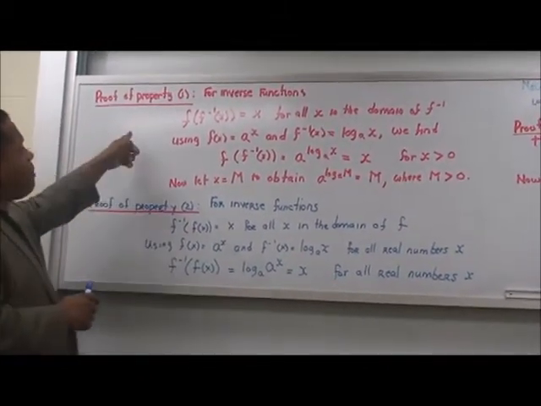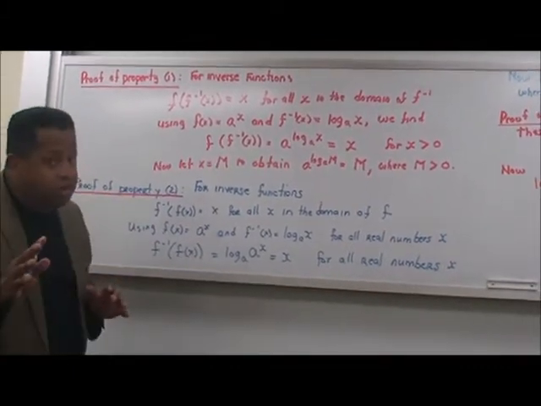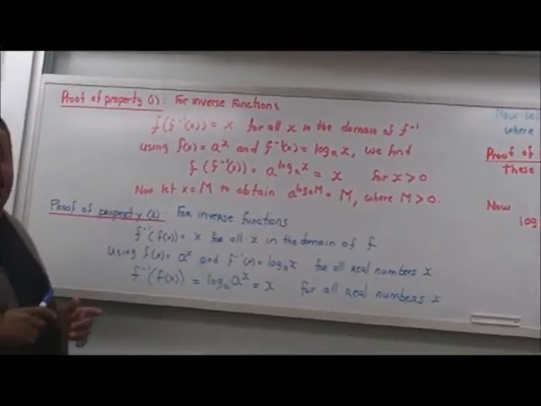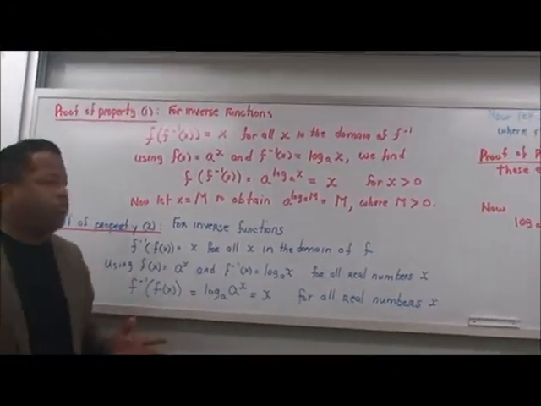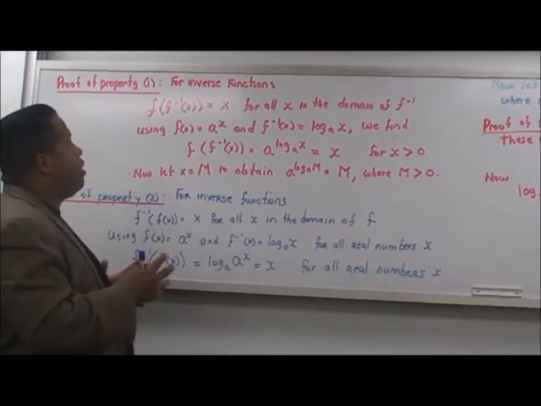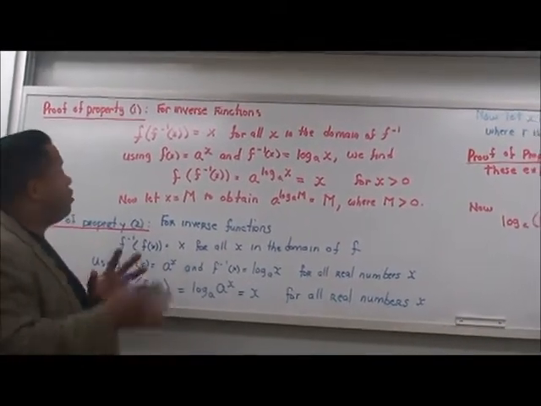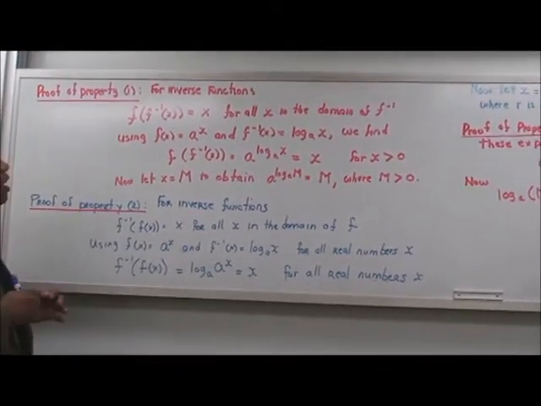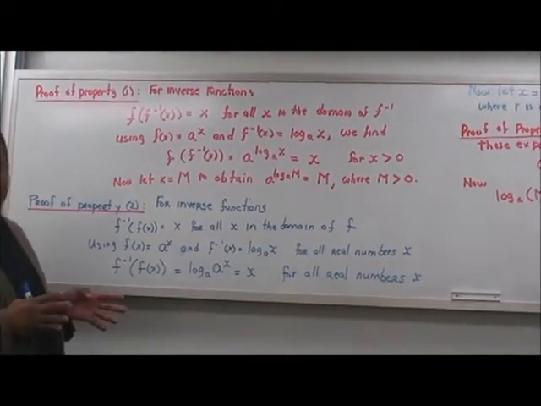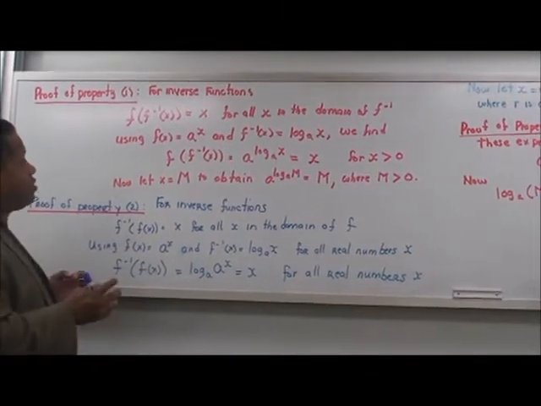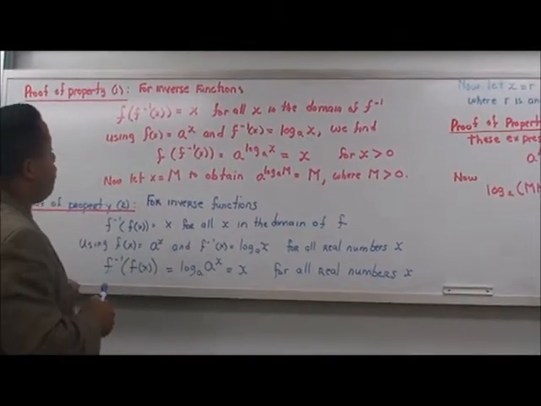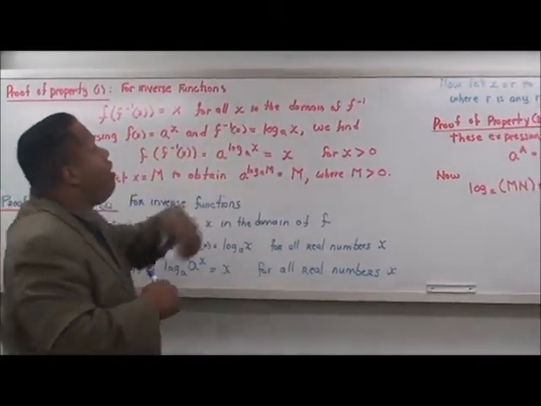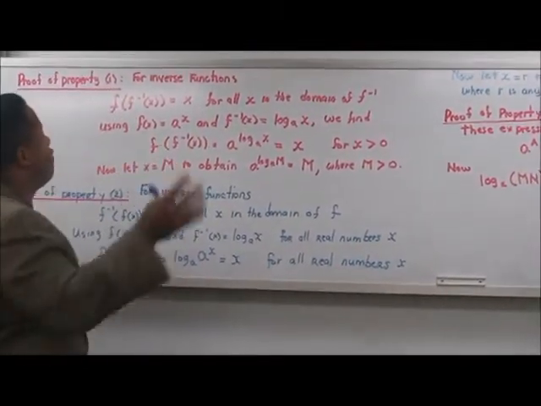And so the proof of property 1, and this is for inverse functions. Now we had the inverse of f of x. Remember from regular functions, if you plug the inverse into the original function, you're going to get x. And vice versa, if you plug f into the inverse function, you're going to get x also. So f of the inverse of f of x is equal to x for all x in the domain of the inverse of f.